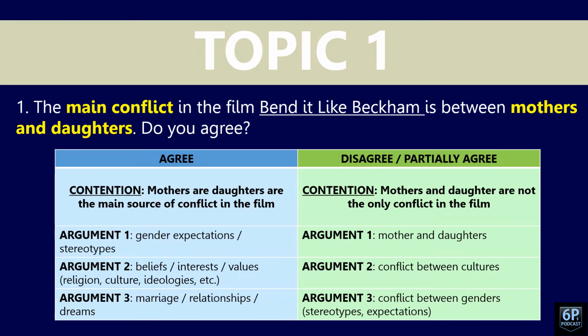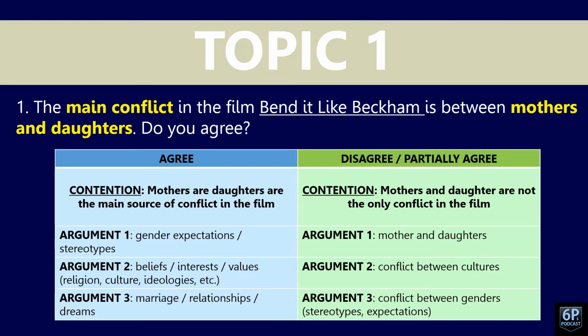So it could be over gender expectations and stereotypes. It could be over beliefs, interests, or values. It could be on their dreams, marriage, and relationships. You want to pick 3 different ideas, 3 different aspects of the clash or reasons why they clash, and have one main body paragraph on each one.